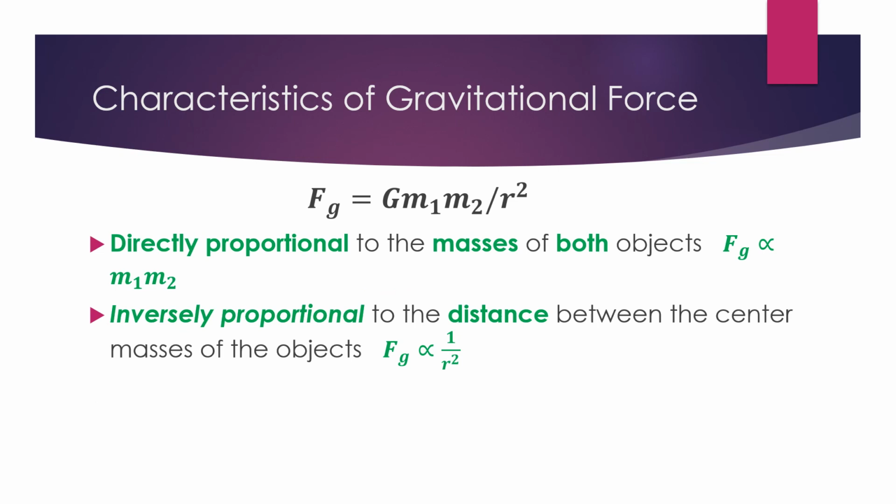Characteristics of gravitational force, just a quick review. Remember that with this equation, mass and force are directly proportional. So that's what this symbol here means. They're directly proportional. So if one goes up, the other goes up. One goes down, the other goes down. Distance and force, however, are inversely proportional. So if one goes up, the other goes down. So the further you are from something, higher the distance, the less force you are exerting on it. The lower distance, or the closer you are to something, the higher force you are exerting on it.